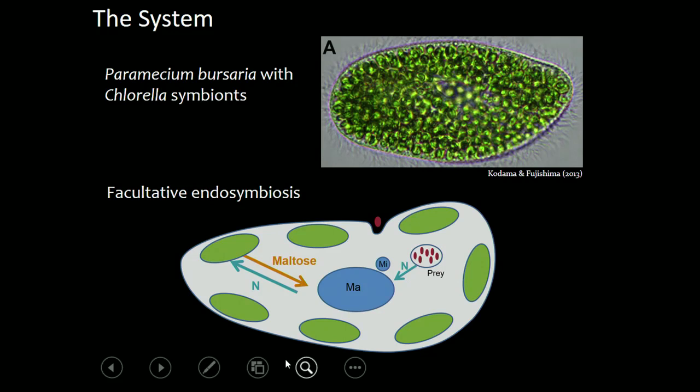It's thought to primarily rely on a nutrient exchange, and in that it's a sort of classical photosymbiosis where the photosynthesizing green algae can provide fixed carbon in the form of maltose in exchange for nitrogen that the host gets from bacteria. This means that the host has to continue feeding on bacteria regardless of the fact that it becomes symbiotic.